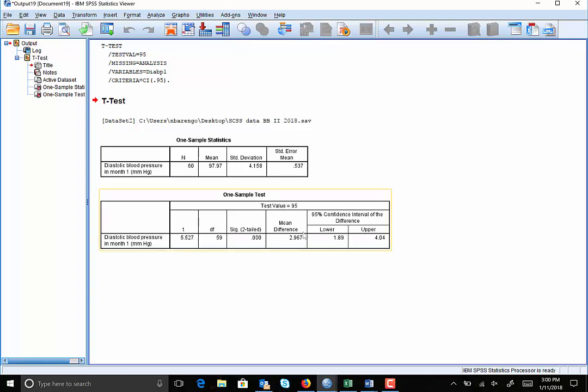We can also see that the mean difference is about 3, 2.967 in general, and we have the lower and the upper confidence limits of that difference. So we are 95% sure that the difference is at least 1.89 millimeters of mercury. In the worst case, the difference is even bigger, it's 4.04. This is how we interpret the one-sample test results, and this is how you run a one-sample test.